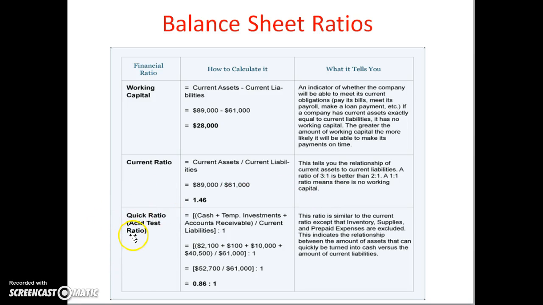There's a quick ratio, also known as the acid test ratio. What that takes into consideration is our cash, and this is our petty cash and our regular checking account cash, plus our investments and accounts receivable, and we will divide that by our current liabilities. Our ratio in this example will be 0.86 to 1. This ratio is similar to the current ratio, except that inventory, supplies, and prepaid expenses are excluded. This indicates the relationship between the amount of assets that can be quickly turned into cash versus the amount of current liabilities.